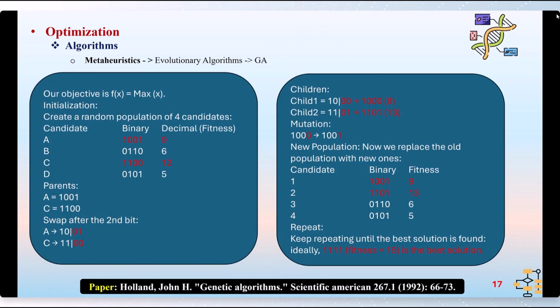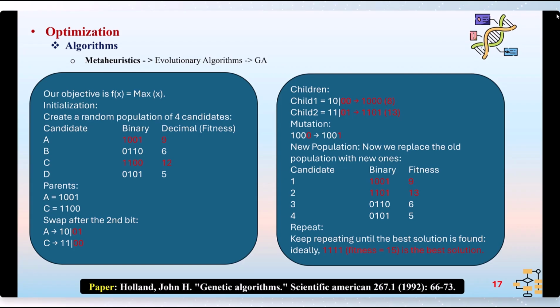Here we can see a simple example of a genetic algorithm with four candidates. The objective function here is fitness. So basically we are looking for maximizing the value of x. So we have A, B, C, and D. We can see their binary values and also their decimal values. The higher the better. So basically A and C are selected because they are the most fit. They will be considered as parents.